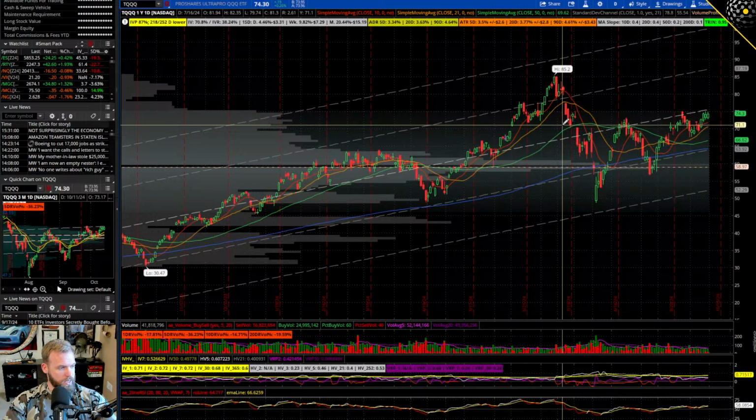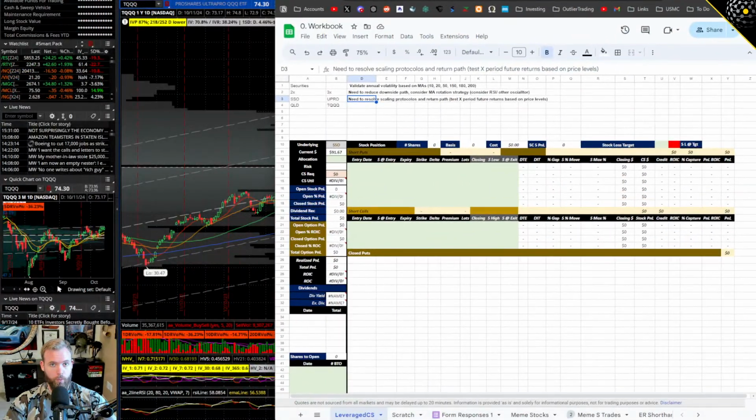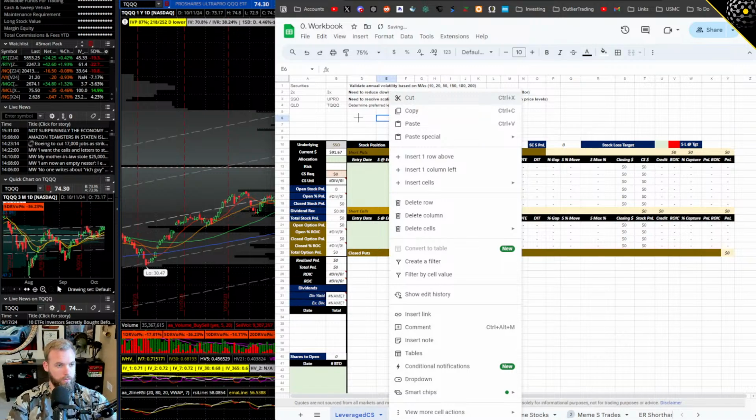Tommy says, what about scaling down in a continual downturn? It's a great hypothesis. So that's one of the things we can test. So when we get to this point, what I'm doing now is I'm just taking notes on what I need to analyze to make a plan. The other thing I know I need to analyze is determine preferred leverage for cash.